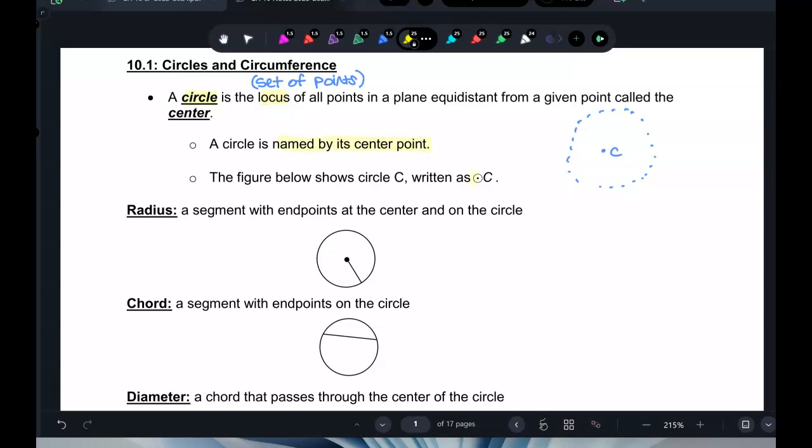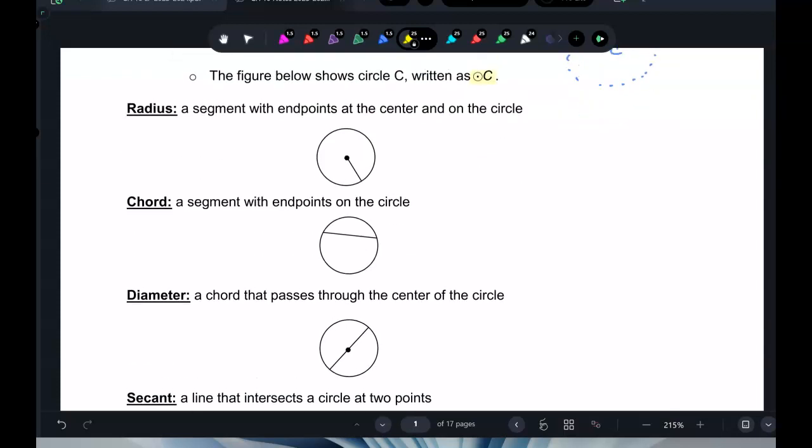A circle is named by its center point. Just like with triangles, we put a little triangle symbol, with circles we put a little circle and we put a dot inside so it doesn't look like the letter O. That's our notation for circle. I'm hoping some of this terminology is familiar because we already talked about it in this class. The radius is the segment with endpoints at the center and on the circle. So think halfway across. Remember, we use radius when we're doing area and circumference.